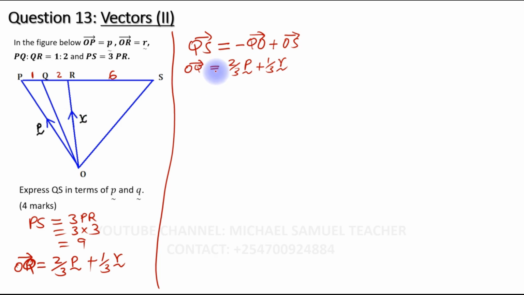So that's OQ. Therefore, to get QO will be the opposite of this, and the other information we need is the OS vector. So to move to S, we can pass through OP, then from P to S, and OP is p vector, that is p vector, plus PS.